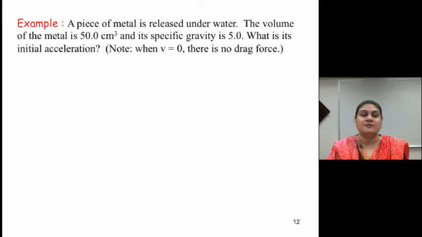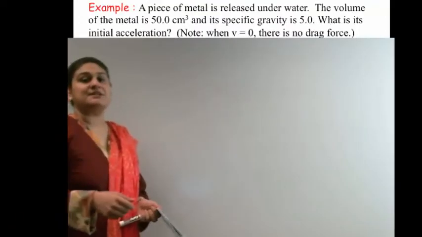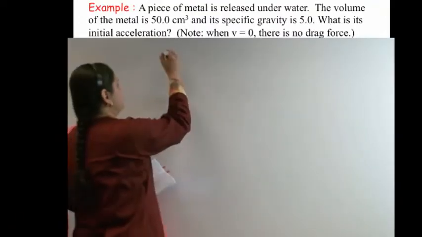Another example: a piece of metal is released underwater. The volume of the metal is 50 centimeters cubed. So 50 centimeters cubed, note what we have to do here. And its specific gravity is 5. What is its initial acceleration? So note when v equals 0, there should be no drag force.